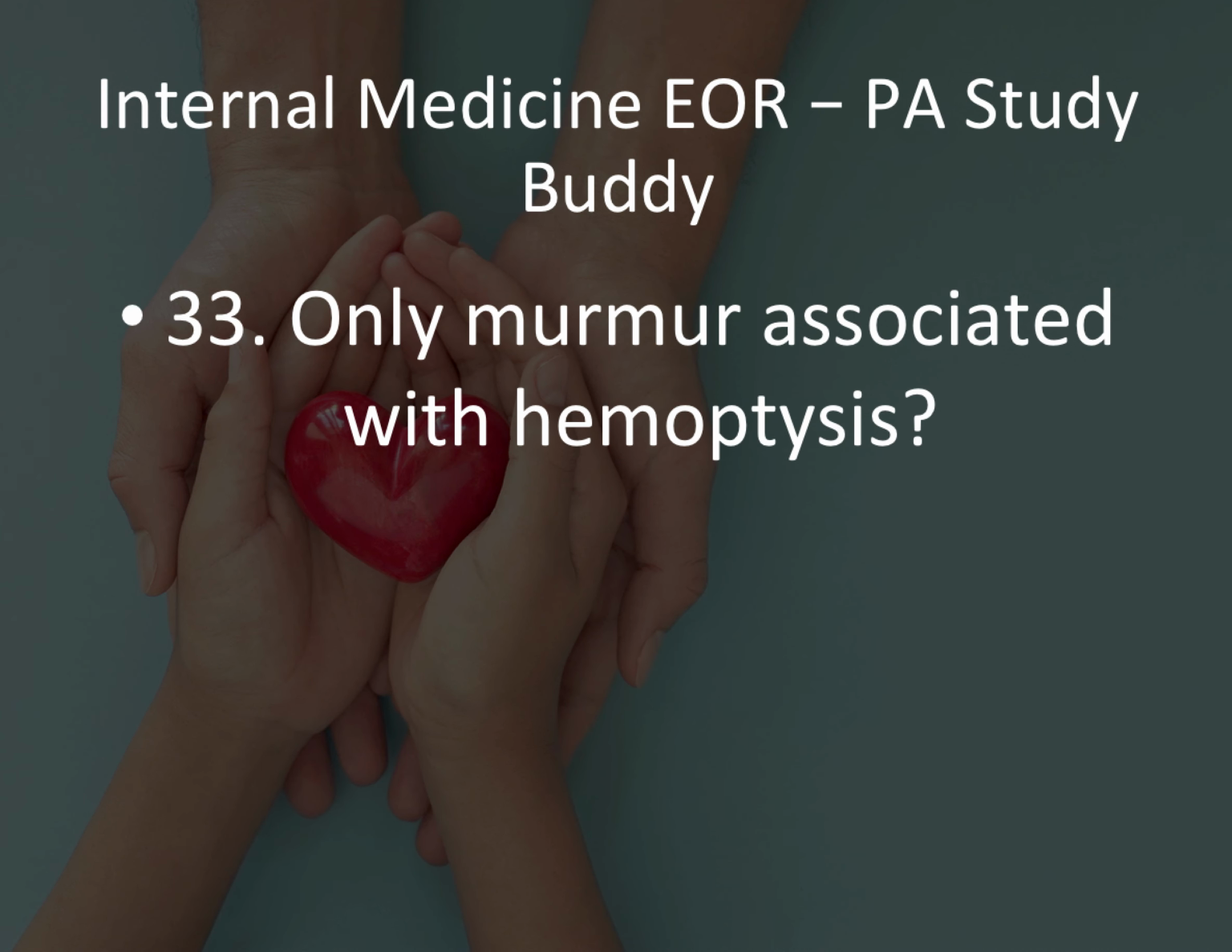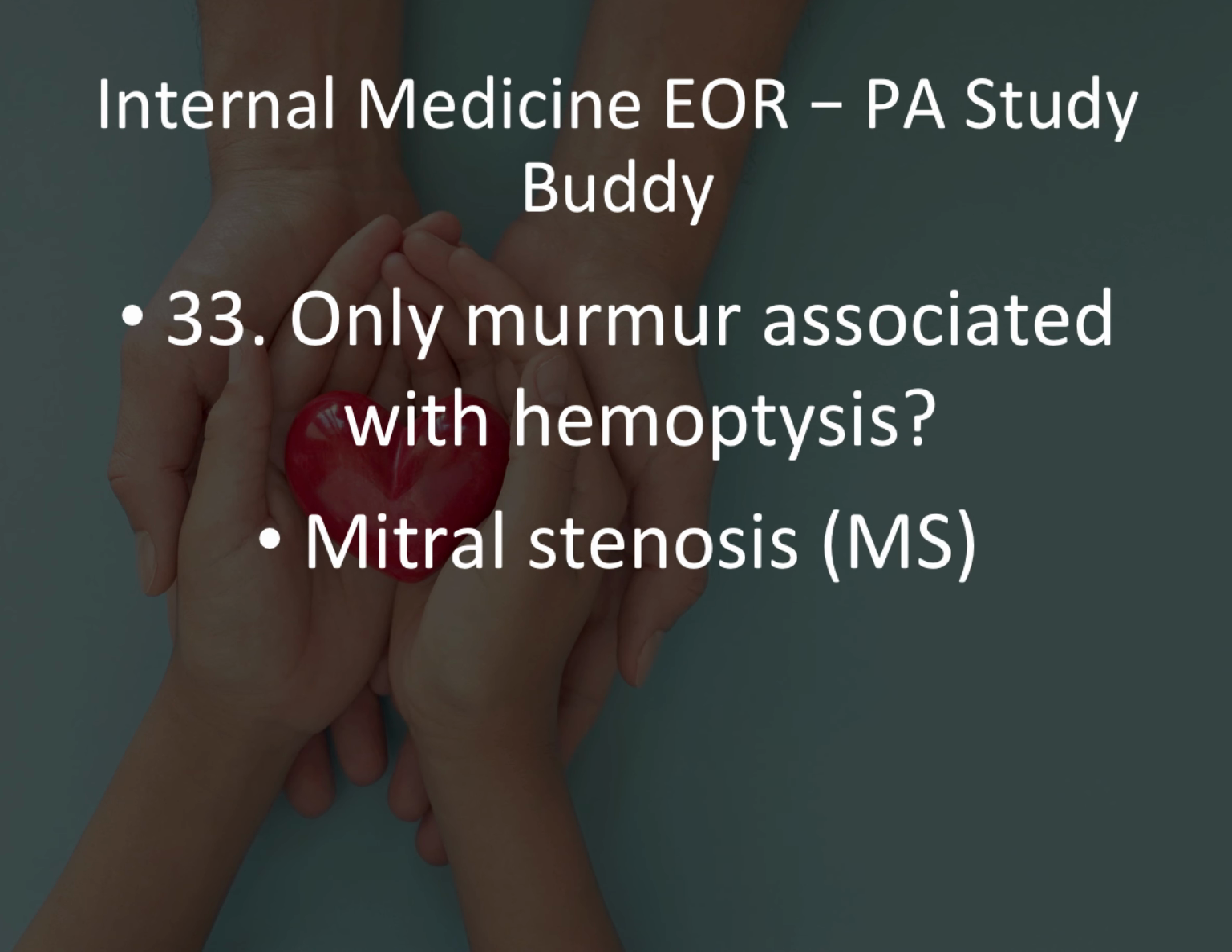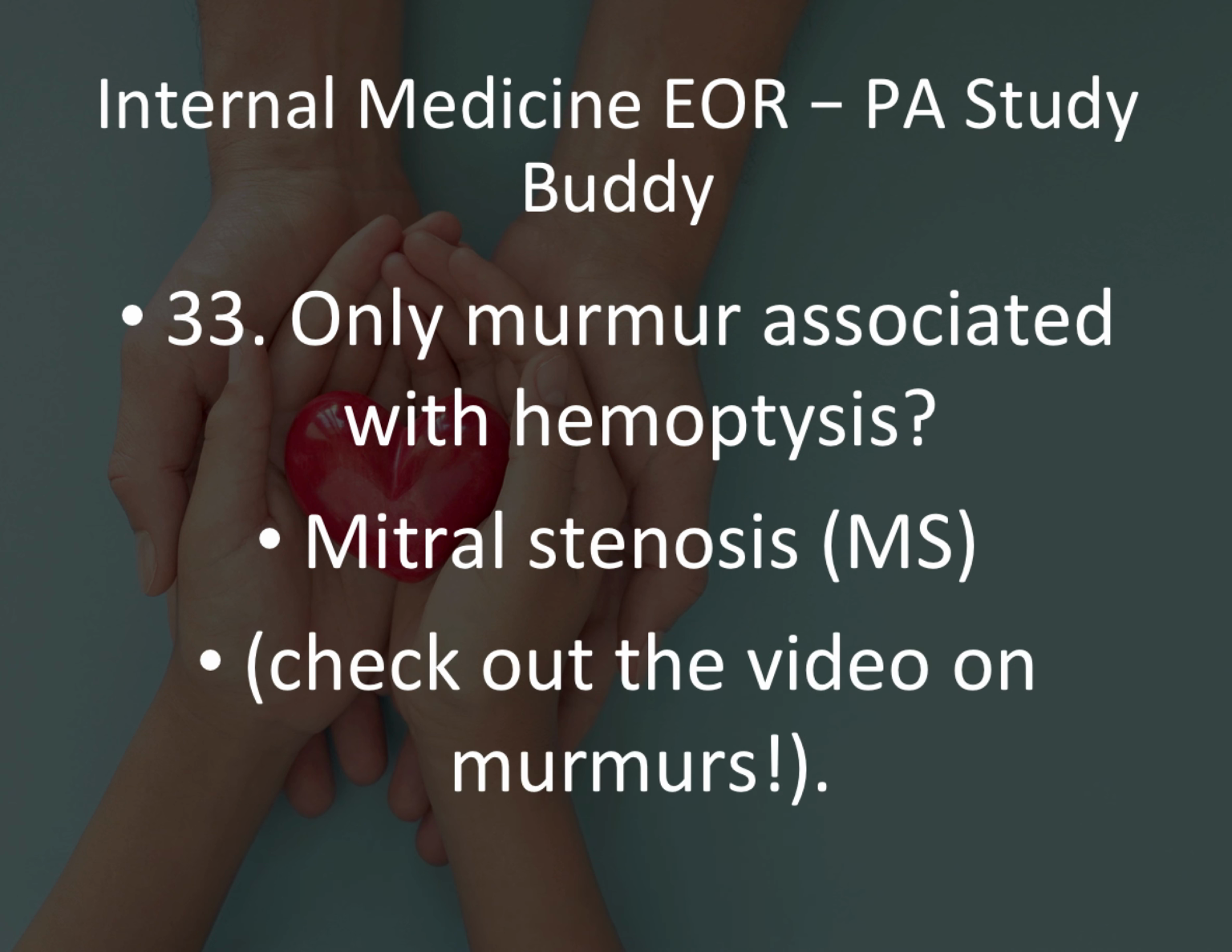Only murmur associated with hemoptysis. Guys, I made a separate video on all of the murmurs, how to memorize them, how to differentiate them, just a bunch of high yield questions on the murmurs. So if you're interested, please do check that video out as well. So the only murmur associated with hemoptysis is mitral stenosis, MS, mitral stenosis, and you're going to see hemoptysis. And yeah, again, check out that video on the murmurs. You'll find it super helpful.